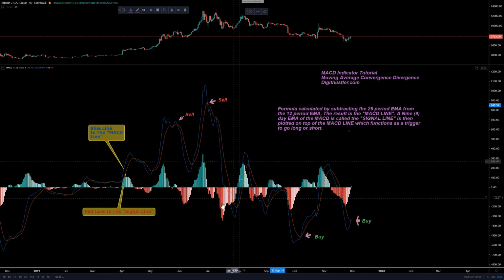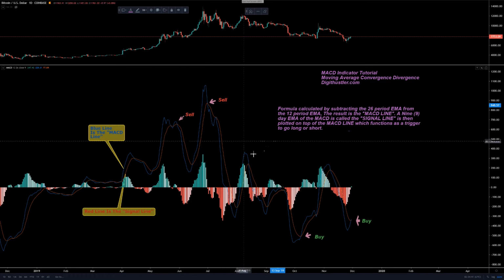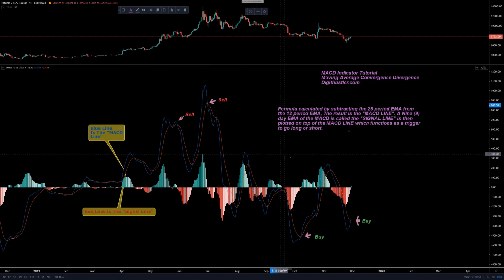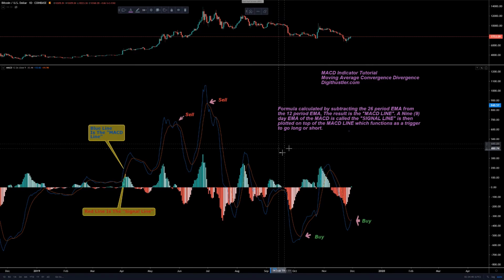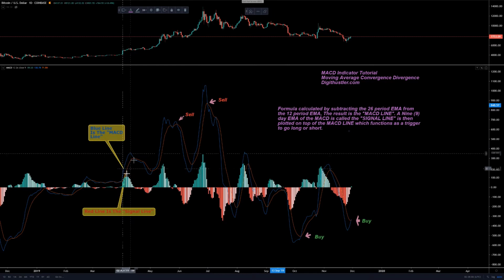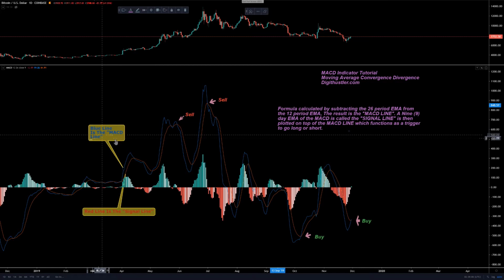So, let's talk about the formula. The formula is calculated by subtracting the 26-period EMA. EMA stands for Exponential Moving Average. From the 12-period EMA. The result is the MACD line. Okay? So, if you're looking at this indicator, you see this blue line I highlighted right here. Blue line is the MACD line. Okay?